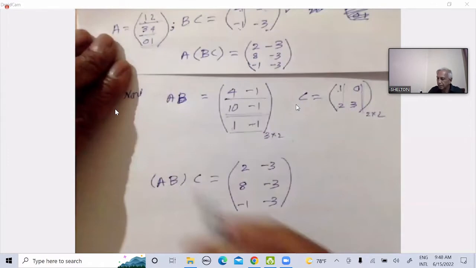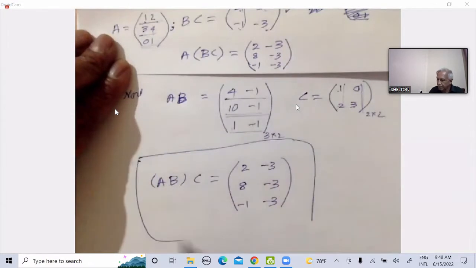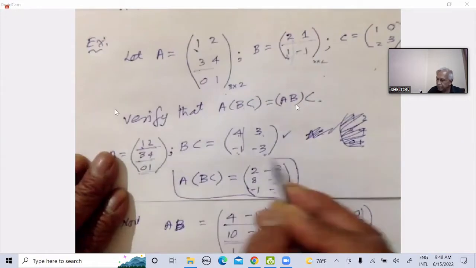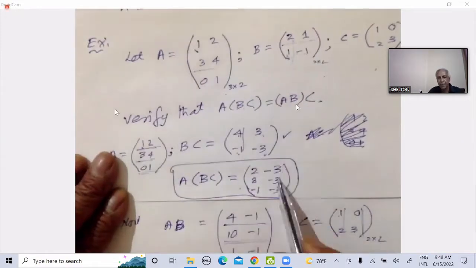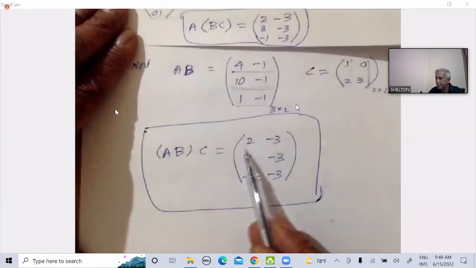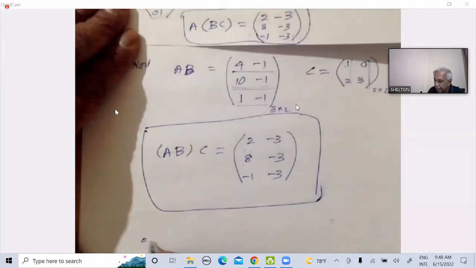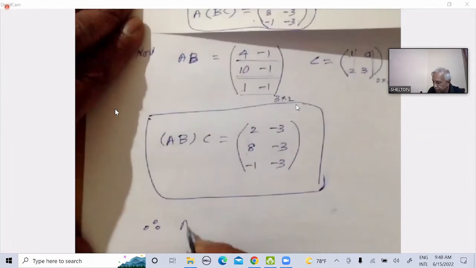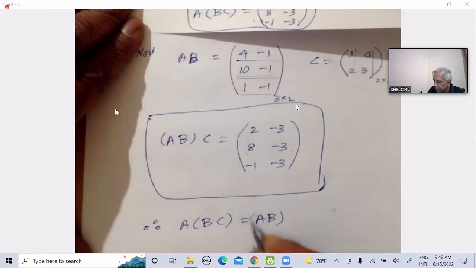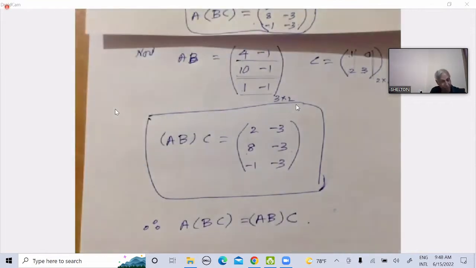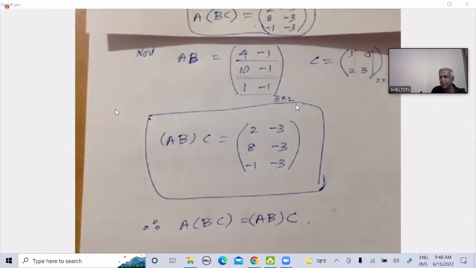See? This is AB times C. This is A times BC. Same matrix: 2, minus 3, 8, minus 3, minus 1, minus 3. Therefore, A times BC is equal to AB times C. Okay, that is only for that example. But what we are saying is, it is true in general, meaning it is true always.